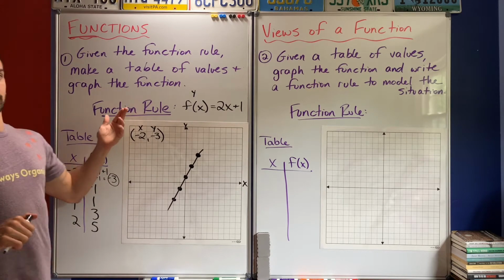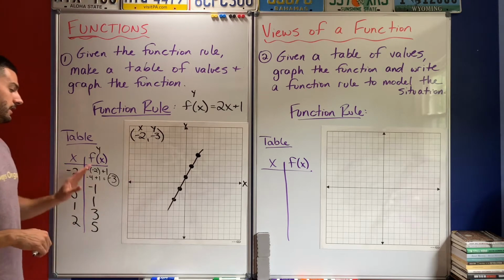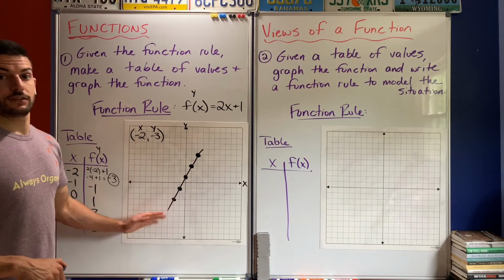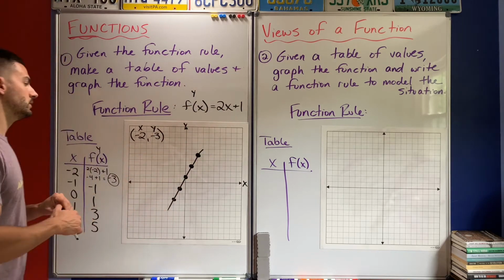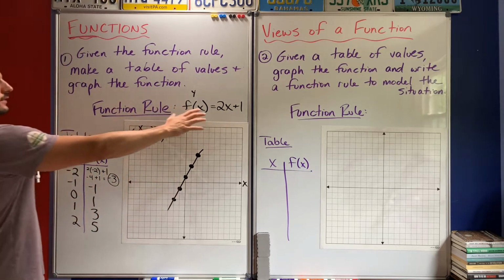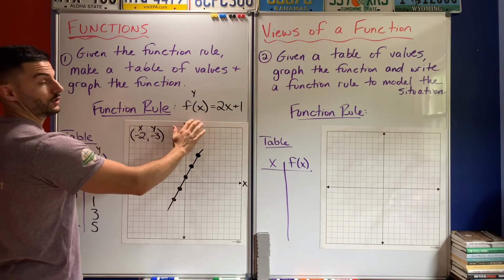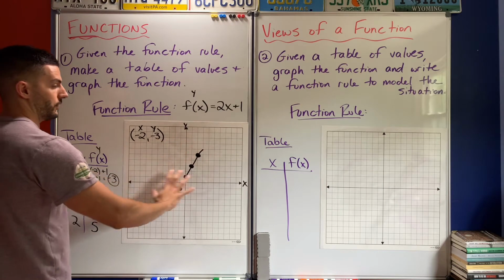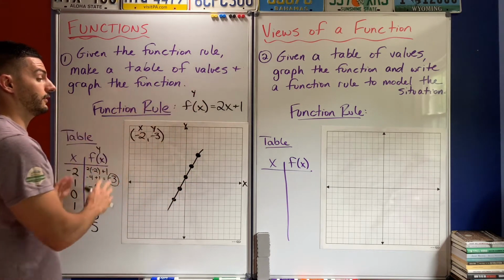Because this is called a linear function. We'll talk more about that in Unit 4. If you picked a different x value than one of these 5, you would get another point that would fall on that same line. The point of this is that this function rule is a way of displaying the function. Another way is through a table, and another way is through the graph. So it's 3 ways of displaying the same function.